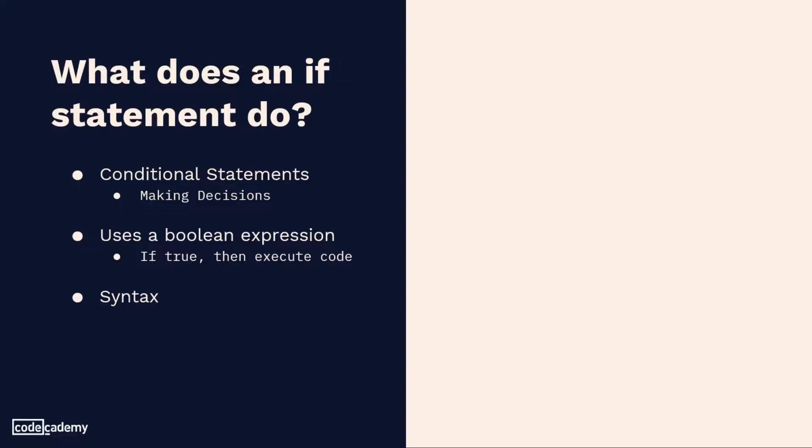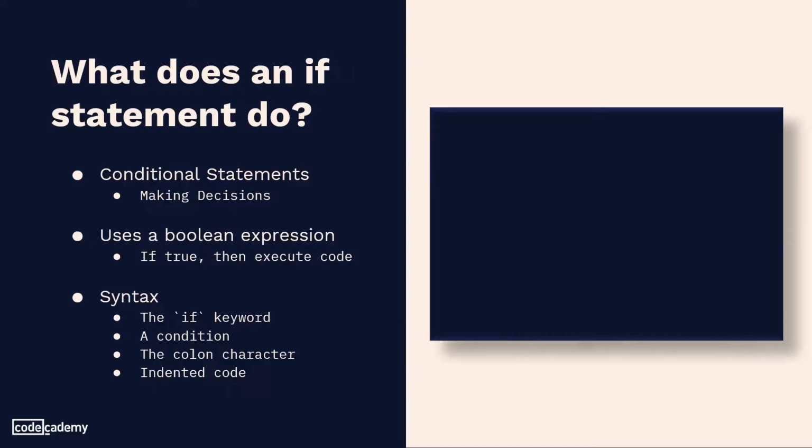The syntax is the following structure. We use the if keyword, followed by a condition which determines if we should execute the code or not, a colon character to tell Python to execute the following code if the condition was met, then the indented code to execute. It must be indented because this tells Python that it's part of the if statement rather than the code outside of it. Let's take a look at an example on the right.